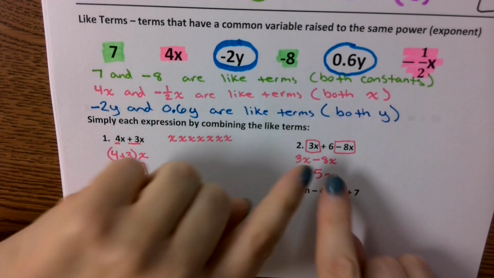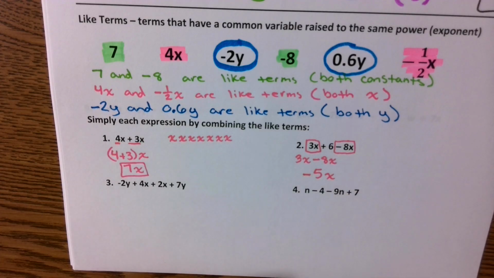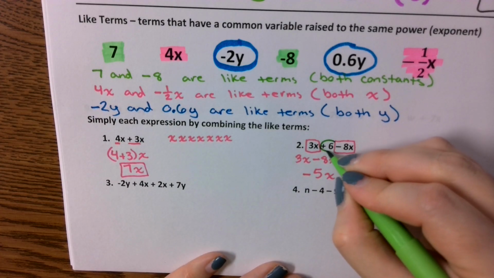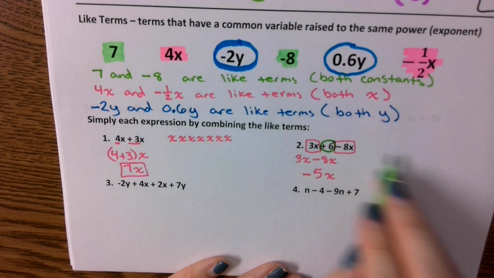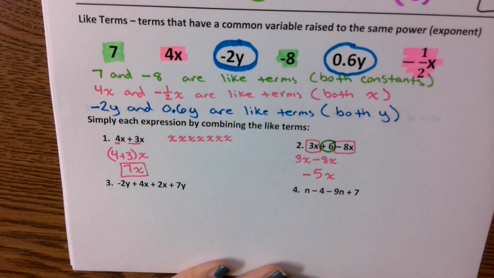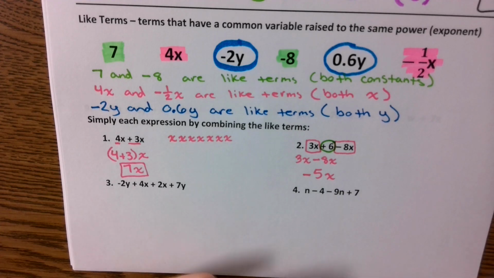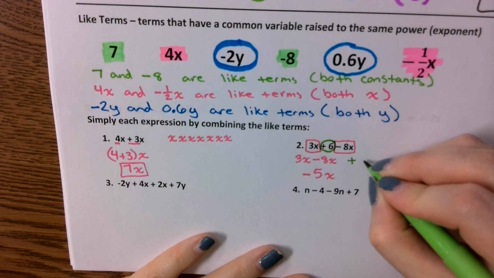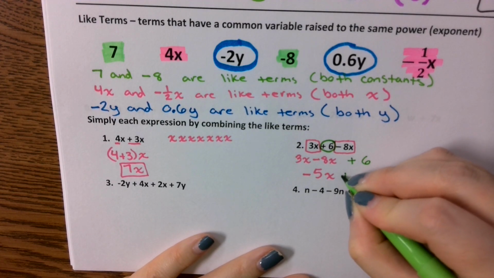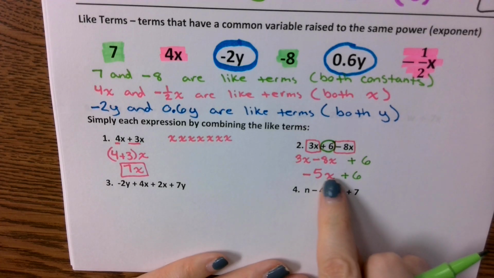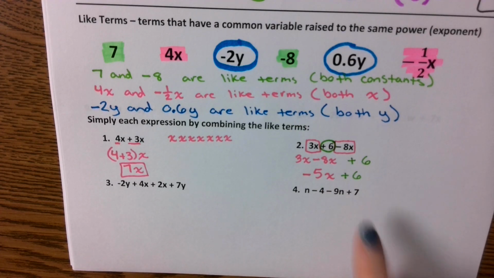Now, what about the 6, though? The 6 is all by itself here. Does it have any like terms that I can combine with it? No. So do I just ignore it and not put it anymore? No. I still have to make it part of the problem. Notice I'm going to put it in a different color so that you realize that they cannot be combined together.